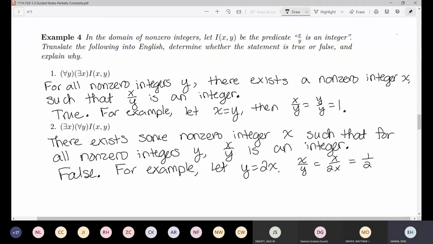And of course, there's a bunch of other examples you could use as well, but we just need one of them to say it's false. Make sense? So here, the thing you really want to pull out is that the order matters. Whenever you have there exists an x, it's fixed for everything that comes afterwards. But if you have a for all y, it can be whatever the heck you want.